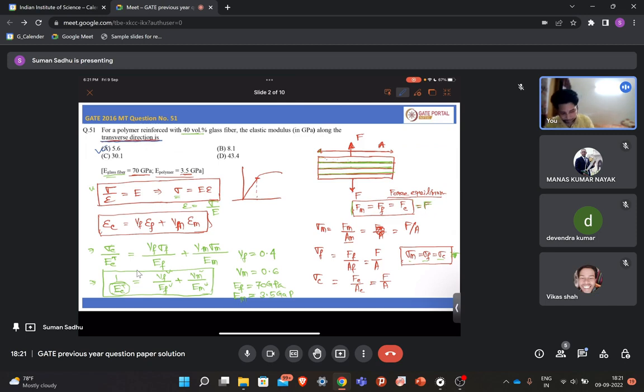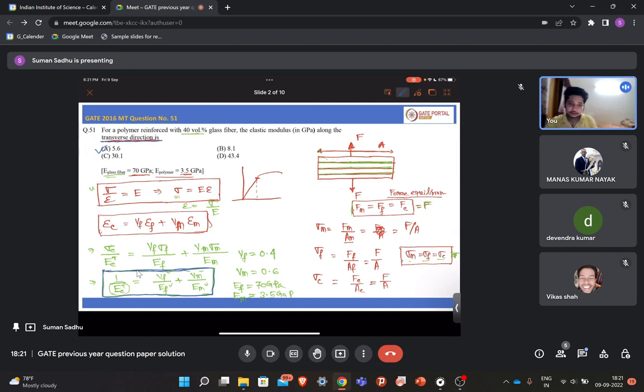So this is basically an important formula for the transverse direction. You can note down this formula. If you know this formula directly, you can calculate the elastic modulus in the transverse direction. Here I just derived this formula, and I have explained all the steps of how to derive it. So this is the formula for the transverse direction.